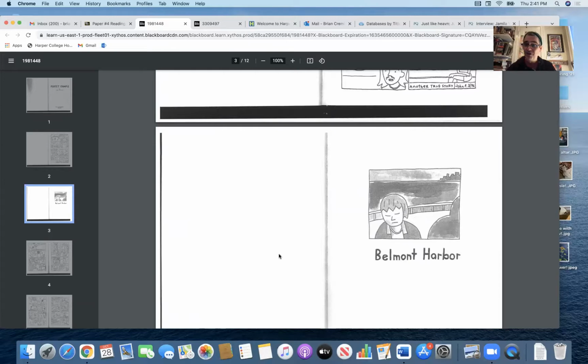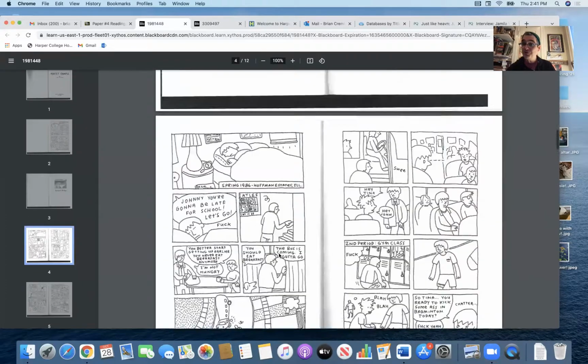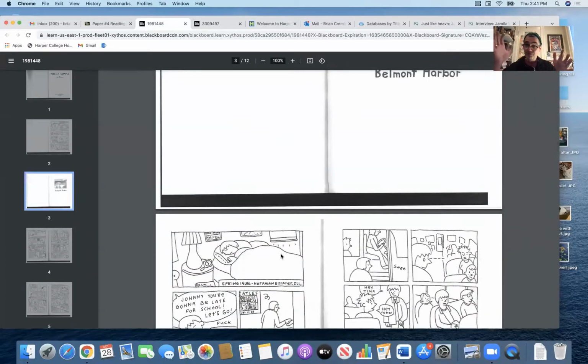But here's a kid. If you read Belmont Harbor and you read Celebrated Summer, all these stories are about that time period between when he graduates from Hoffman High and he's about to get ready to go to Northern Illinois University for college. So he's already into Northern. He knows he's going to go there. Some of these details are mentioned, but he's struggling with a lot of mental health issues.